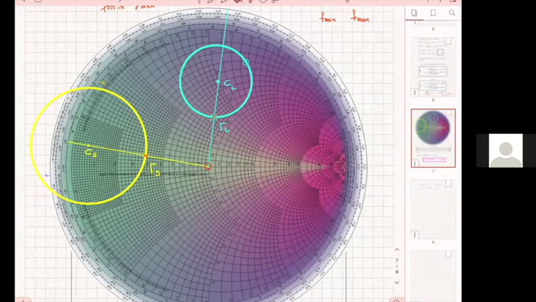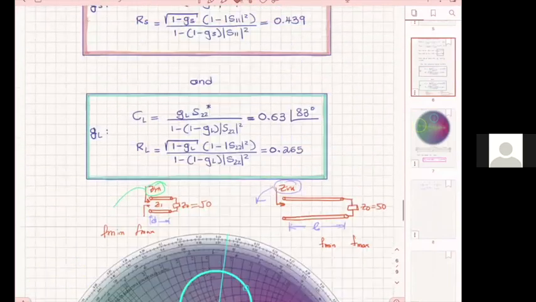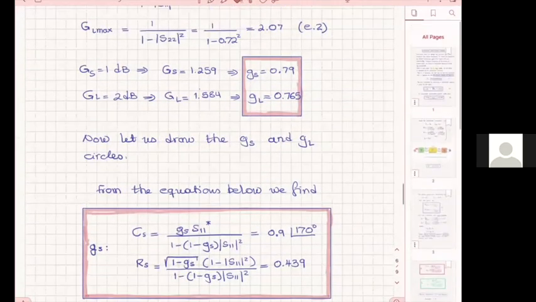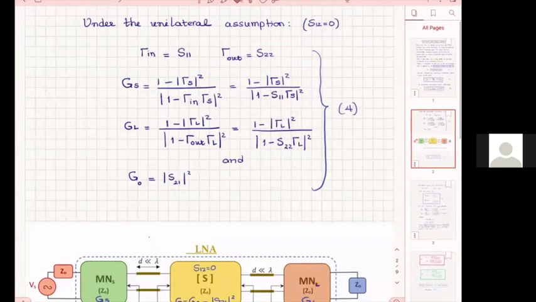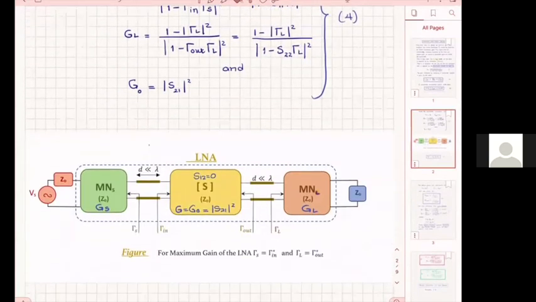Then you don't look at your gamma in and gamma out anymore to make your gamma L and gamma S equal to the complex conjugate, you're just having your gamma S and gamma L. Do you understand that? And then you design your input and output matching networks using your gamma S and your gamma L. And you're done. Any questions so far?